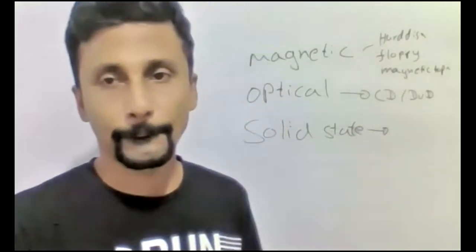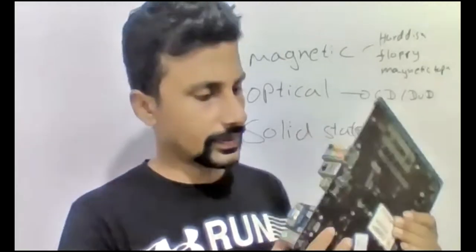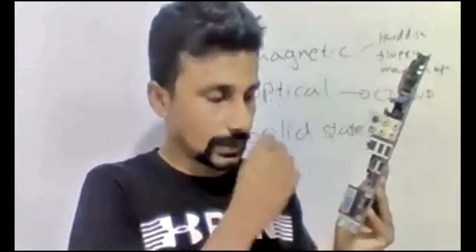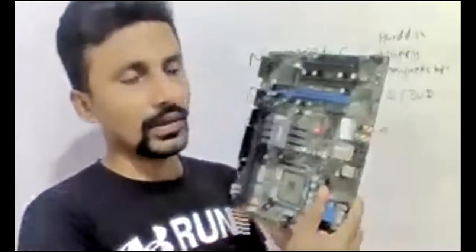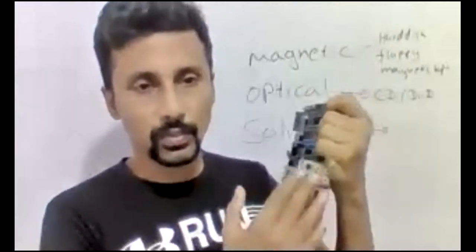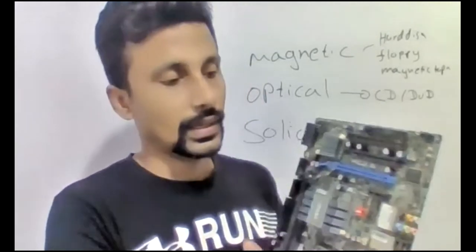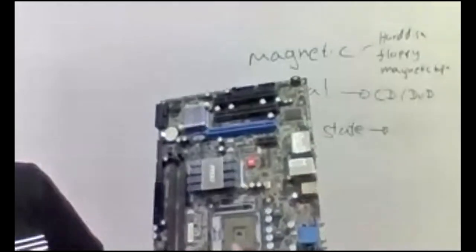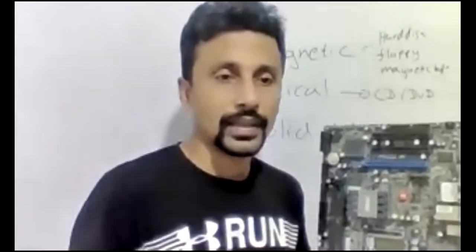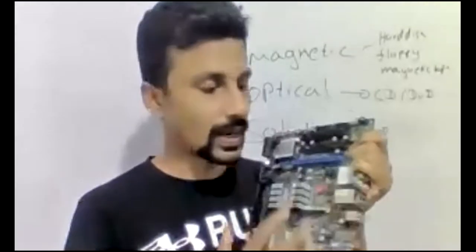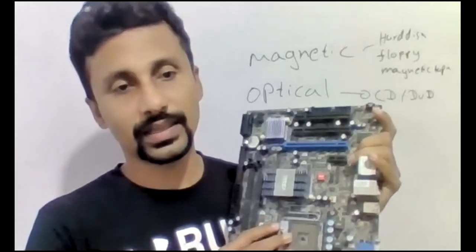Then write down computer ports. I think that day also I showed this part, right? So these are the computer ports. Why do we need these computer ports? If you look at this motherboard, these ports are onboard. Onboard in the sense they are directly connected to the motherboard. If something happened to this part, your whole motherboard you have to replace. That's the problem in onboard.